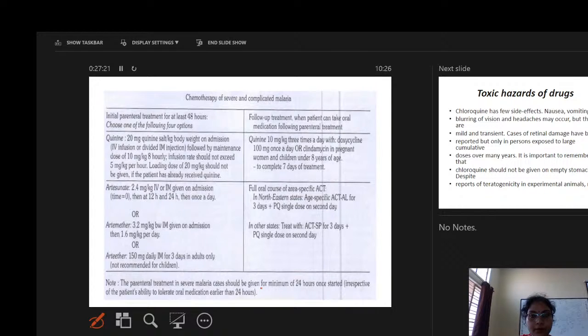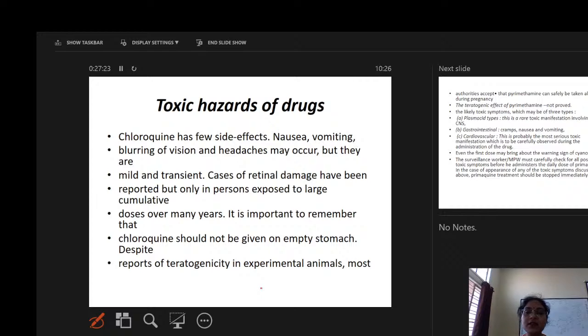Okay, these are the toxic hazards of drugs, that means side effects of the drugs that you treat for malaria. So chloroquine has few side effects: nausea, vomiting, blurring of vision, headaches. But they are very mild and transient. Cases of retinal damage have been reported. It is important to remember chloroquine should not be given on an empty stomach.